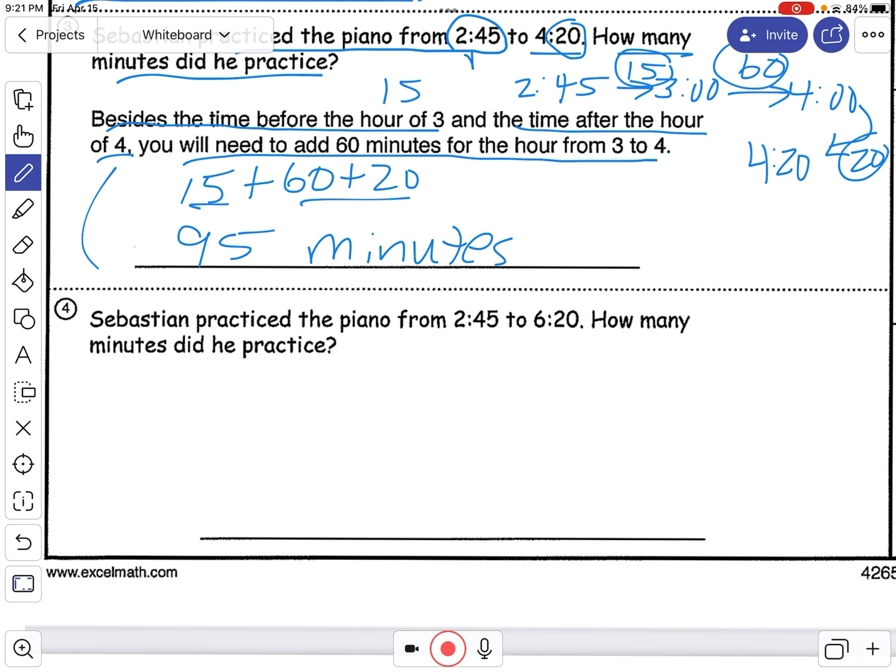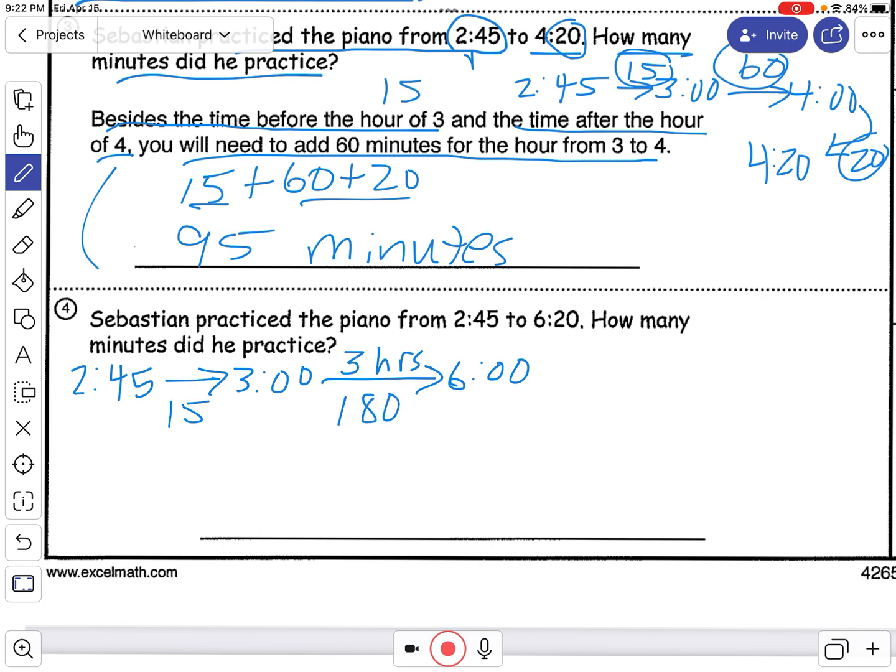All right, so you should have already done the problem. So from 2:45 to 6:20. How much time is it from 2:45 until 3 o'clock? We already know that that's 15 minutes. You can write something like this on your paper. How about from 3 to 6? Well, that's 3 hours, and 3 times 60 is 180 minutes. Did you get that? So you got 15 minutes, 180 minutes. And then from 6 to 6:20, of course, is 20 minutes. It's 20 minutes after 6.